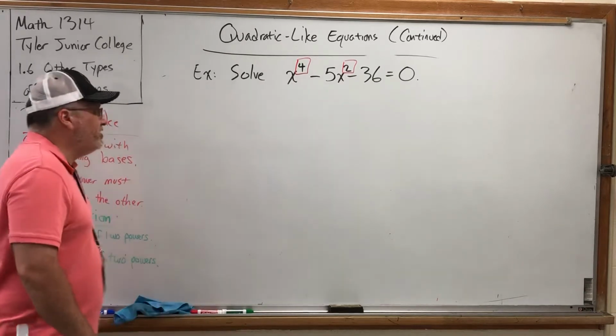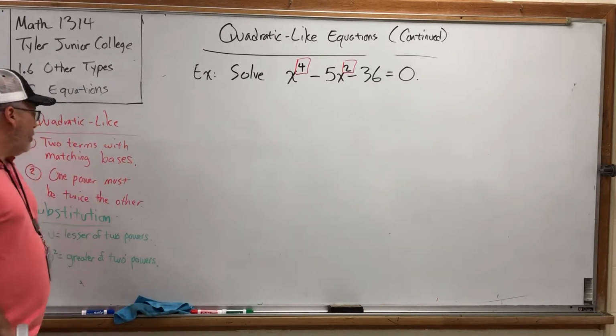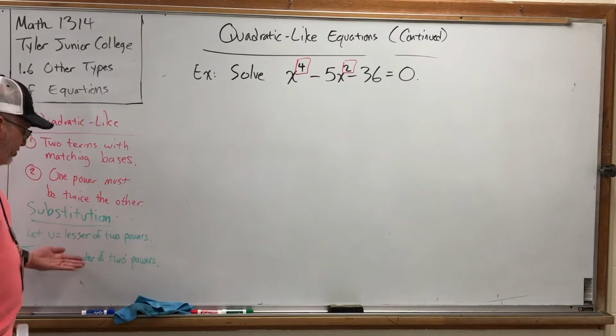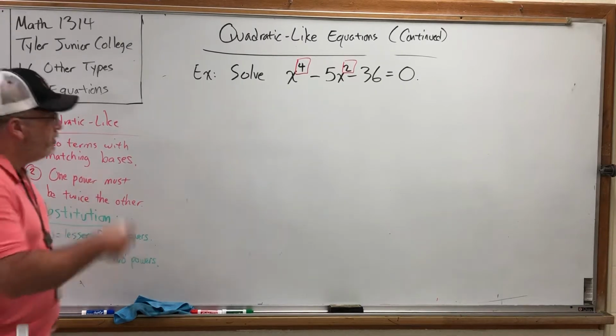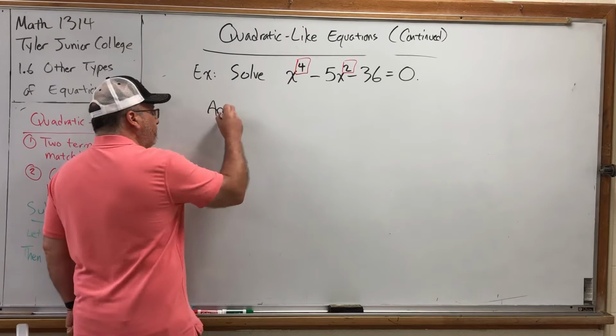Since this meets the criteria for being a quadratic-like equation, we can solve it using a substitution. Just a reminder, for the substitution, we're going to let u be the lesser of the two powers, or the variable of your choice. The default variable here tends to be u for whatever reason, but by letting u be the lesser of the two powers, then u squared is the greater of the two powers. So how can we solve this one?